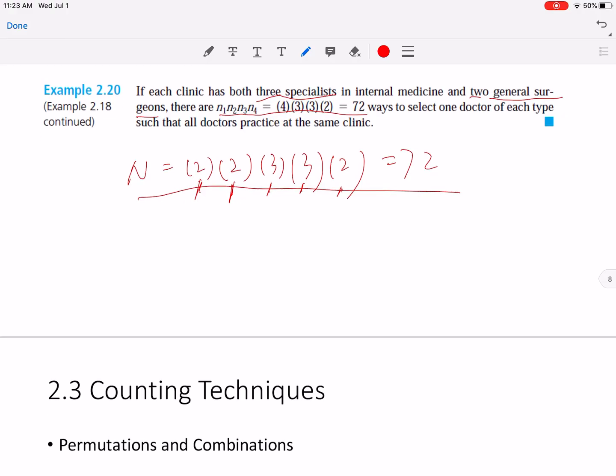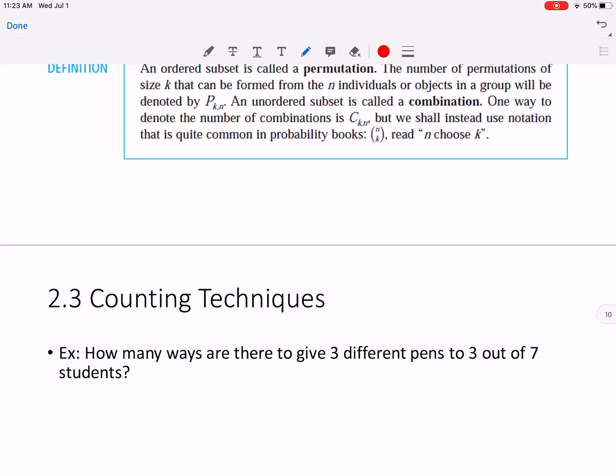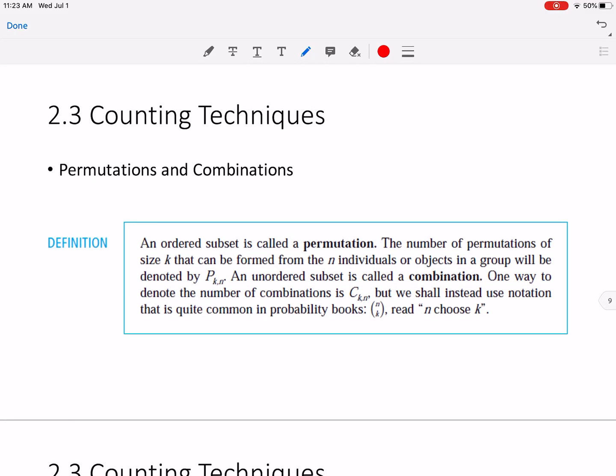Now, once this is clear, let's take a look at permutations and combinations. Definition: an ordered subset is called a permutation. The number of permutations of size k that can be formed from the n individuals or objects in a group will be denoted by P sub k,n. Here k is the size, formed from the n individuals.